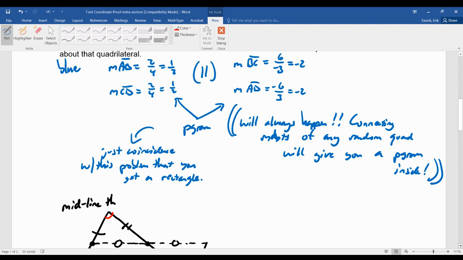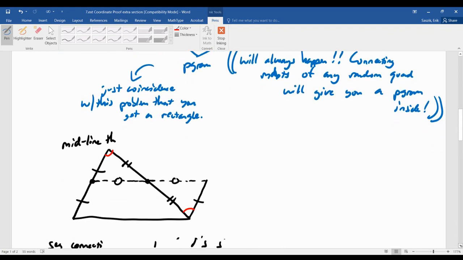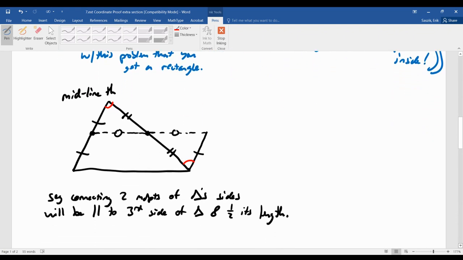All right? But the bottom line is two things here. The segment connecting the midpoints of two sides of a triangle will always be half the length of the third side and parallel to it. And whenever you connect the midpoints of any quadrilateral, you will always form at least a parallelogram. Okay?